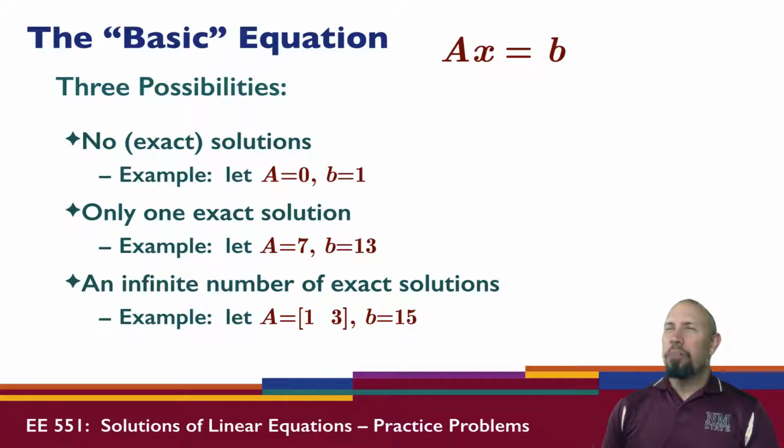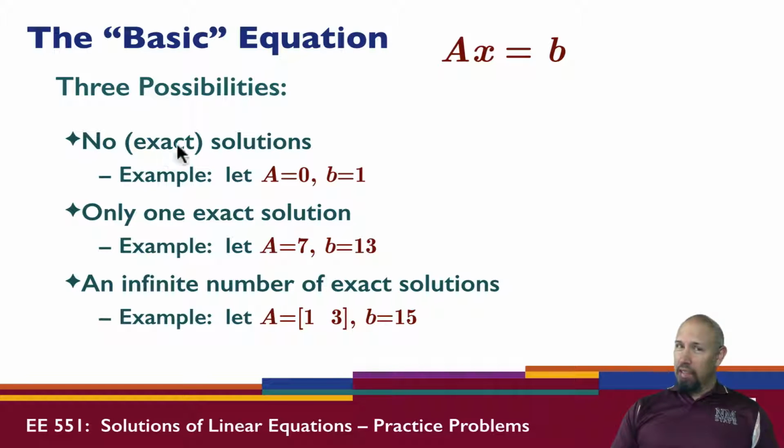All right, let's jump right into these practice problems. So we're looking at, again, examples of this basic equation ax is equal to b. Again, we have three possibilities. If a is 0 and b is 1, that basically says that 0 is equal to 1. There's no exact solution to that. That's an inconsistent set of equations. So there's no solution, no exact solution.